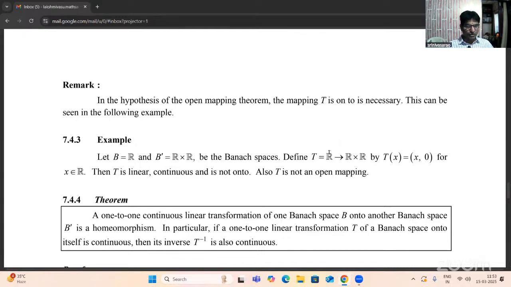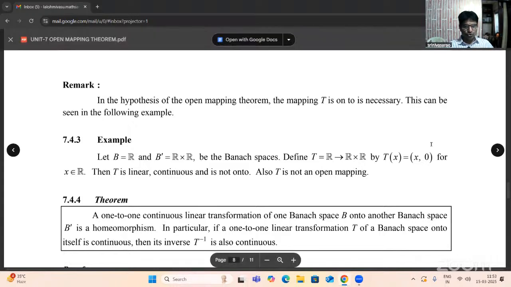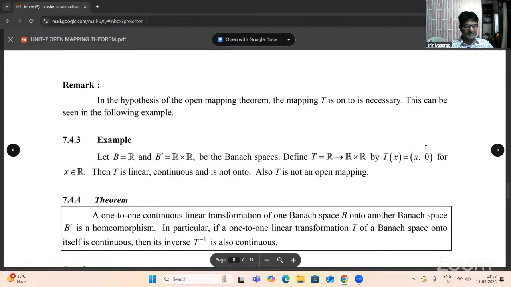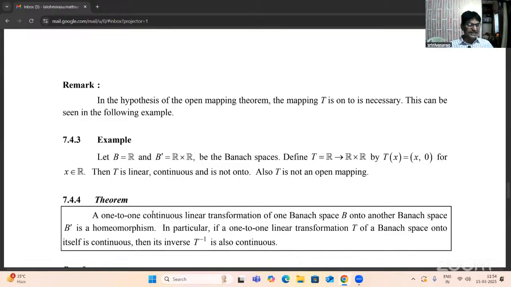So T of x equals a Cartesian element, we are taking x and 0. So T of x equals (x, 0). Here the second coordinate is 0. T of x means T suffix x, or the Cartesian pair of x and 0, for x belonging to R. So given the transformation, T is linear and continuous, but it is not onto.